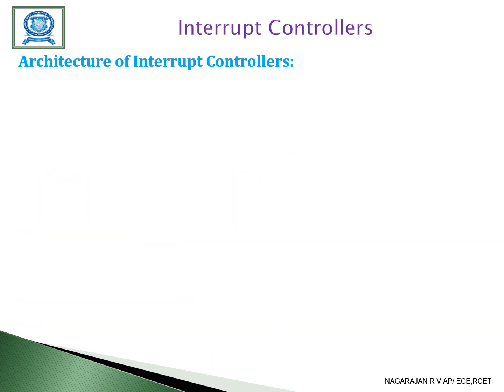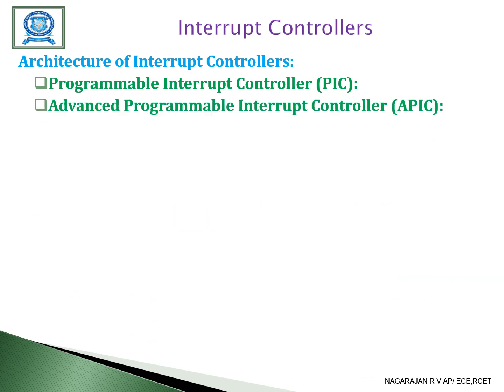Now let us see the architecture of interrupt controllers. The first one is the programmable interrupt controller, that is the PIC. The programmable interrupt controller is a traditional interrupt controller used in many controller architectures. It allows the programmer to configure the priority level of the interrupt and manage the interrupt request lines. Programmable interrupt controllers typically support cascading, allowing multiple PICs to be connected to handle a large number of interrupts.